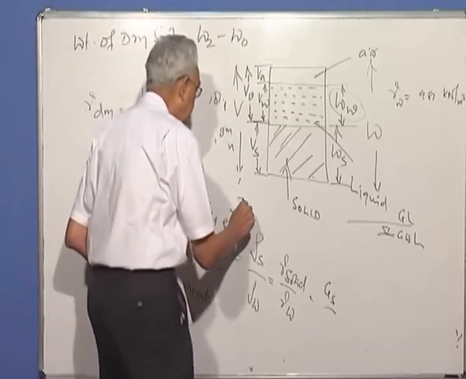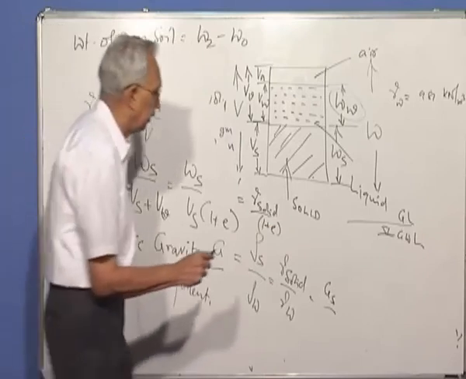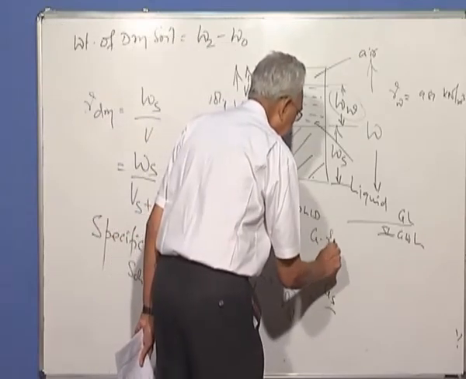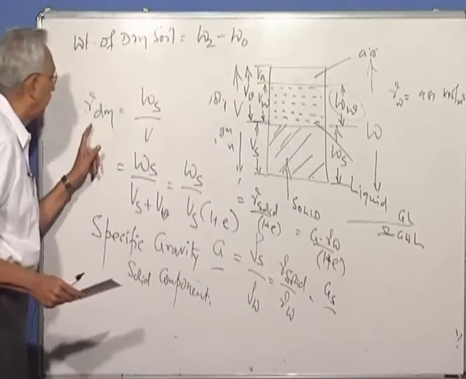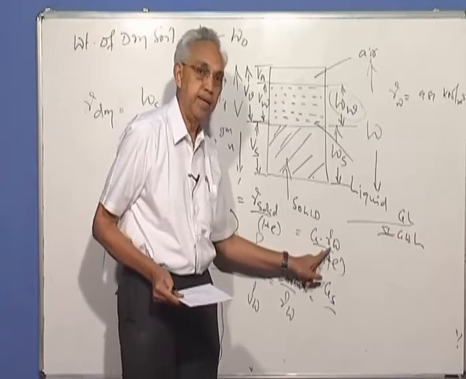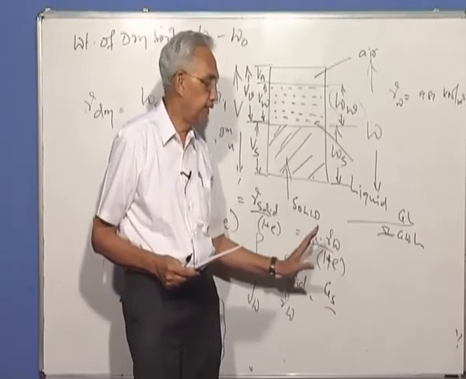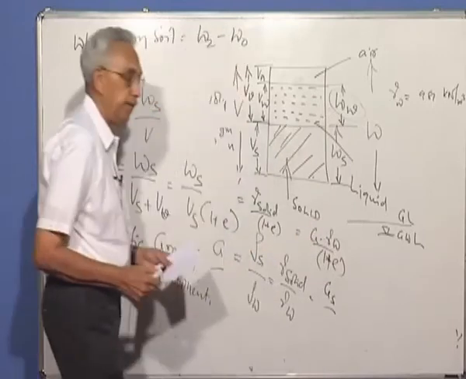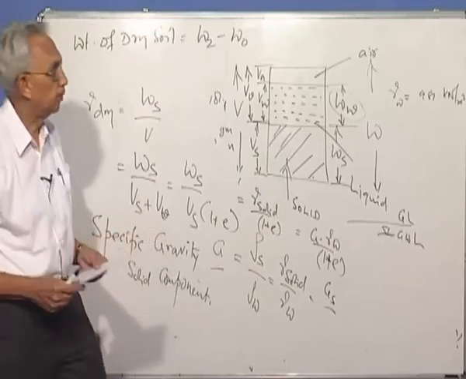Please remember, I can write it as gamma solid by 1 plus e, or I can write it as G times gamma W by 1 plus e. So now we have a relationship between dry density and void ratio through specific gravity and the unit weight of water. As I said, unit weight of water is known. It's a standard universal parameter. Weight of 1 cc of water is 1 gram, so you can say 1 gram per cc.